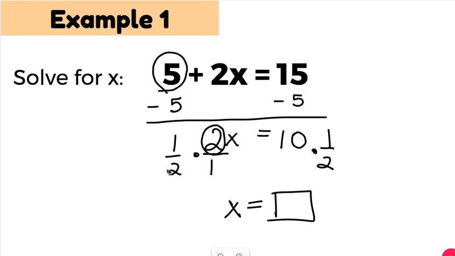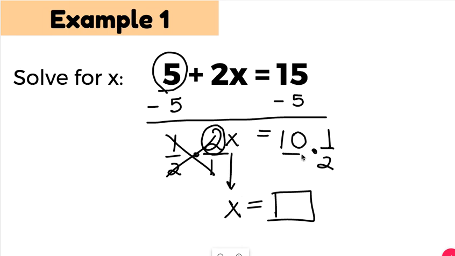Make sure when you're copying these examples, you're being very clear. You're giving yourself a lot of space. I'm seeing a lot of people smushing everything together, and then they can't read what they're writing. They're losing x's, they're losing negative signs. Do not smush and smash. Give yourself room. So my 2's cancel, and my x is the only thing left.